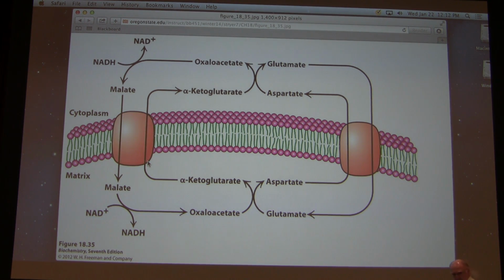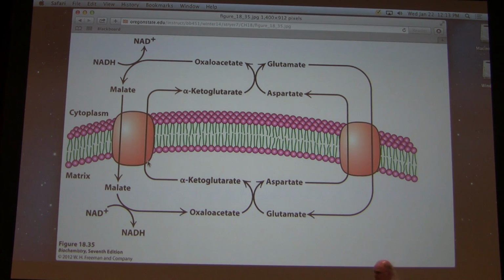Yes? Is this happening during the citric acid cycle? The citric acid cycle is essentially always going on. So this is a reaction of the citric acid cycle. It's always there available to work. I shouldn't say always going on, but it's always available there to work.